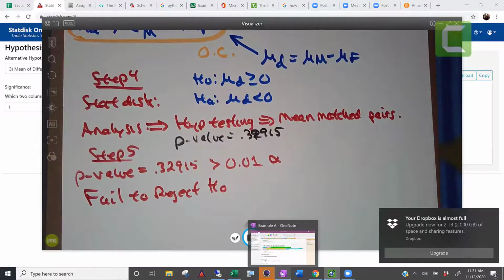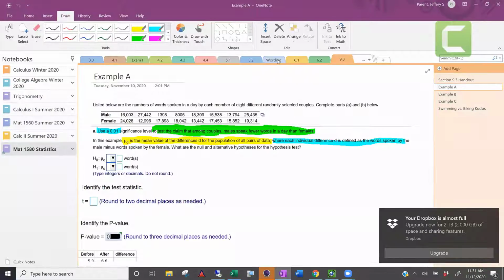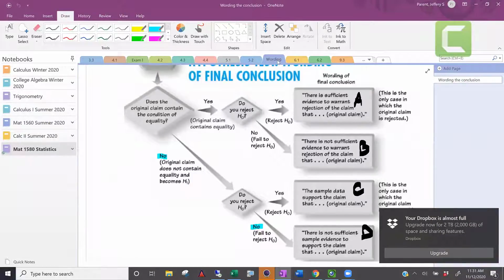Let's go to our handout on wording the conclusion then. Got that one here. And let me start us with a clean slate. Does the original claim contain the condition of equality? So that's right up here. Did our original claim contain the condition of equality? No. So that brings us down here on this branch. Did we reject our original claim?